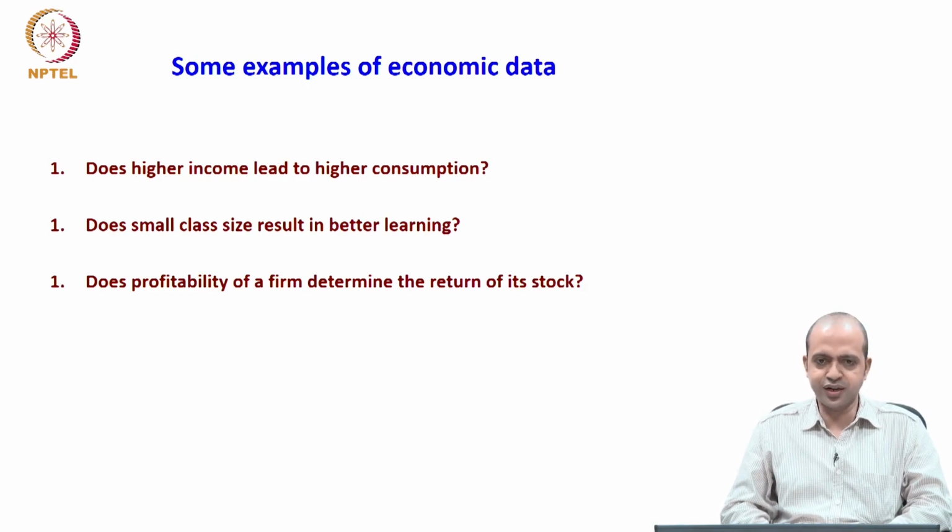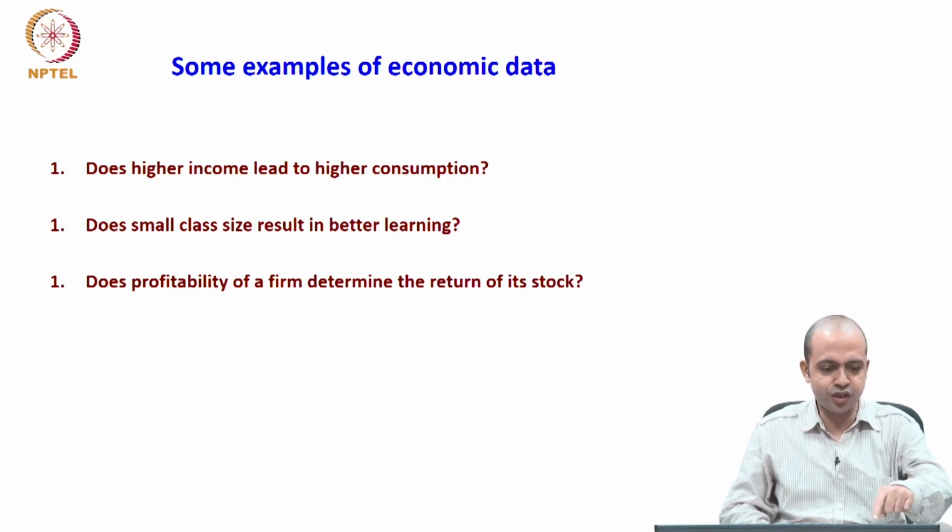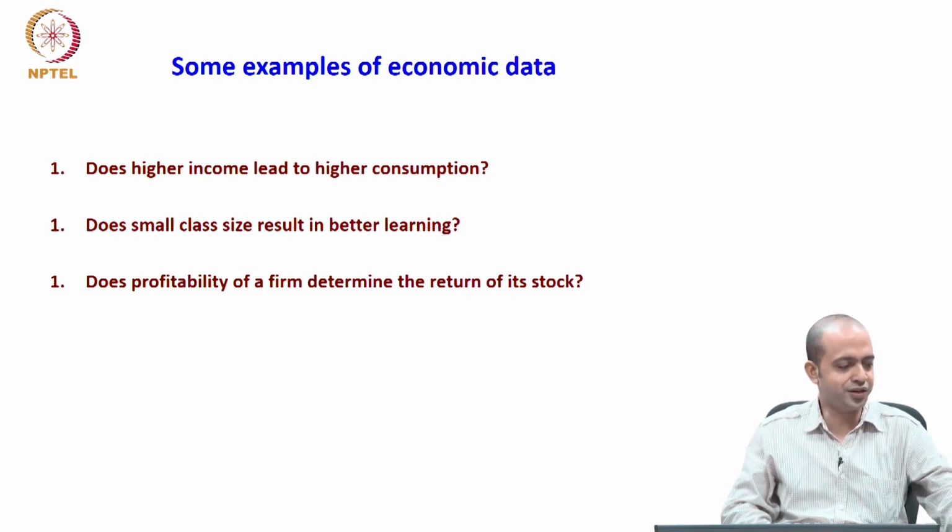An econometrician can analyze the profitability and stock return data to come to a conclusion whether stock return is actually related to profitability or not. If yes, then how much? For every additional unit increase in the firm's profit, how much does the stock return increase? That type of answer we can also get from this econometric analysis. I am sorry, here all the numbers are 1, 1, 1, but these are different examples actually.